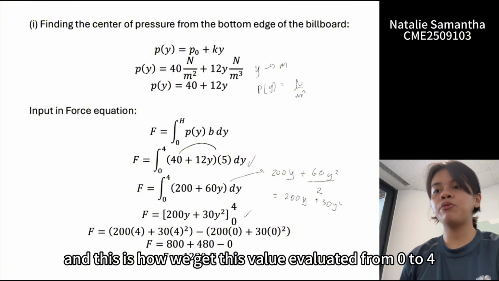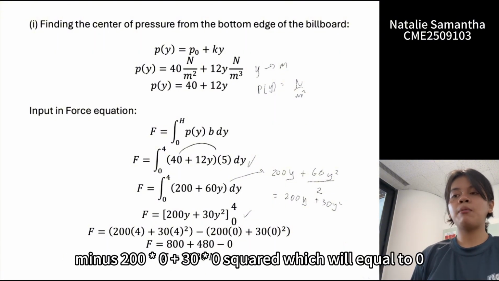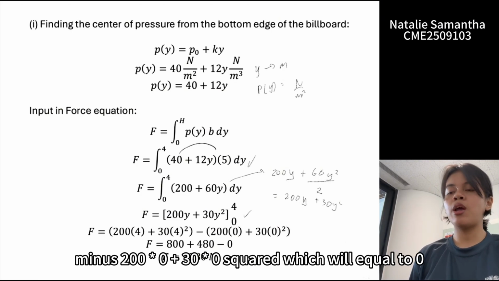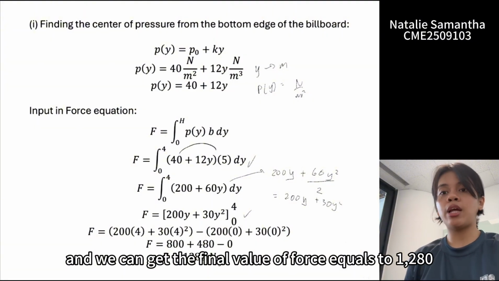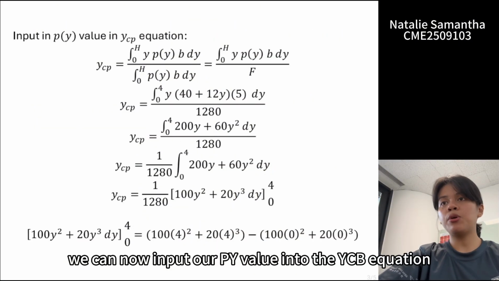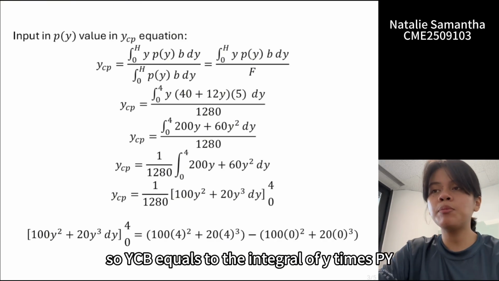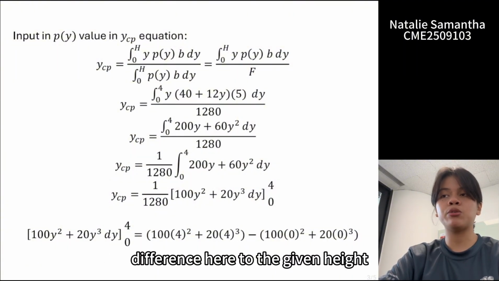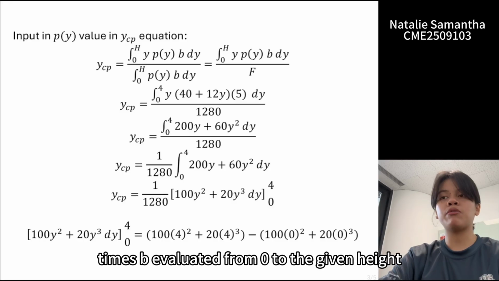Evaluated from 0 to 4, we get 200 times 4 plus 30 times 4 squared minus 200 times 0 plus 30 times 0 squared, which will equal 0. And we can get the final value of force equals 1,280 Newton. Now we can input our Py value into the YCP equation given to us, which accounts for the center of pressure of the billboard that we're trying to find. So YCP equals the integral of y times Py times B evaluated from 0 to the given height over the integral of Py times B evaluated from 0 to the given height.